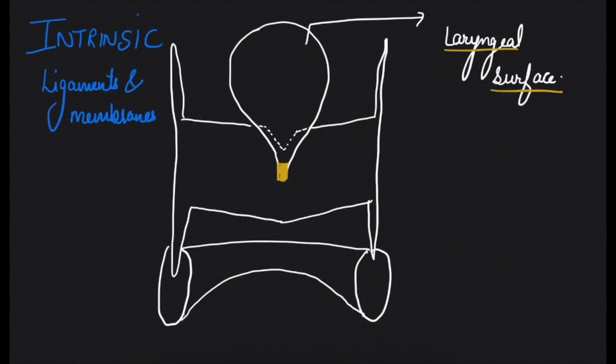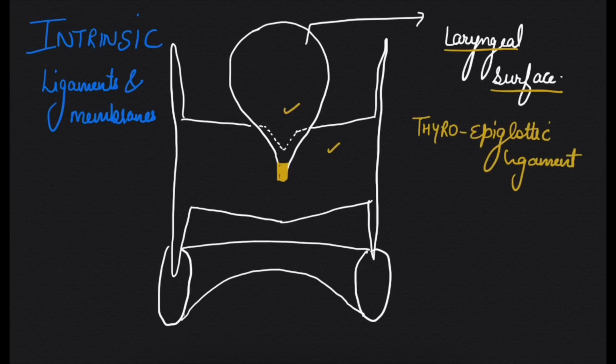So first of all, we are seeing this from inside. Suppose we are seeing this from inside. We have the epiglottis and thyroid cartilage. The ligament connecting the epiglottis to the thyroid cartilage is called the thyroepiglottic ligament. Now if you see, thyroid cartilage is a part of the larynx and the epiglottis is a part of the larynx. So this is an intrinsic ligament.